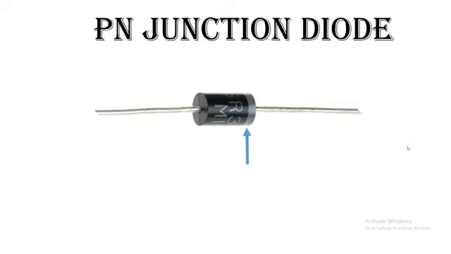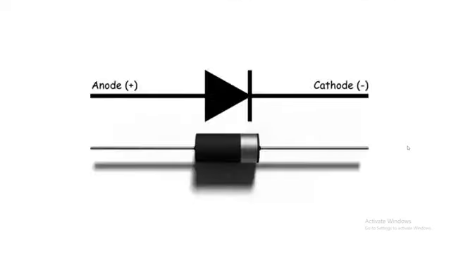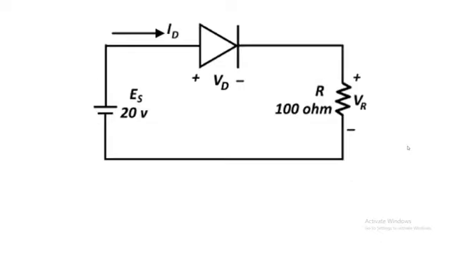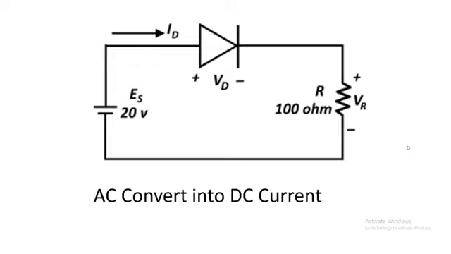Here you can see there's one sign which indicates the negative side, while the other side is positive, meaning there are two terminals. The symbol of this diode looks like this. One side is called the anode, while the negative side is called the cathode. So here you can see we are using this diode in the circuit like this. This diode converts the AC current into DC current, and this diode also blocks the DC current at one side, but it allows the DC current at the other side.